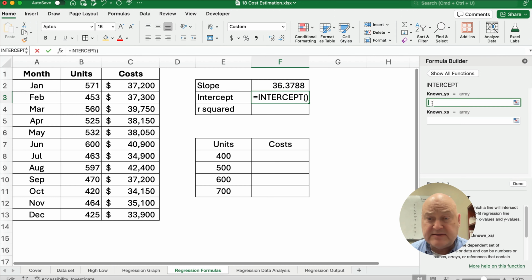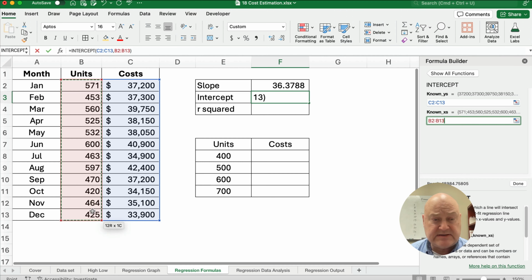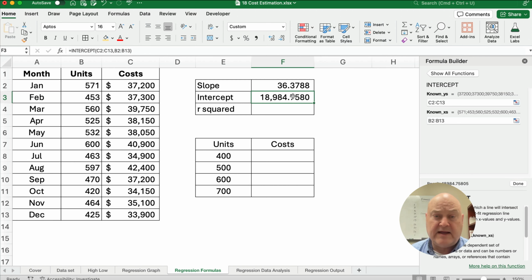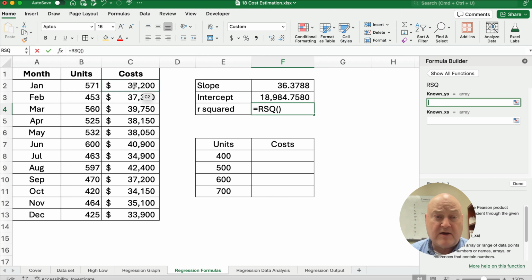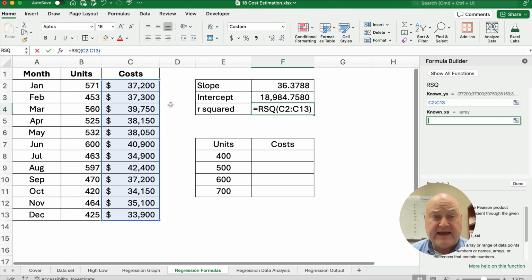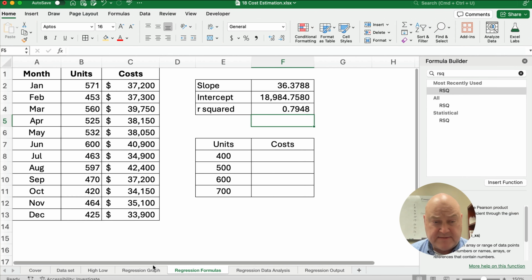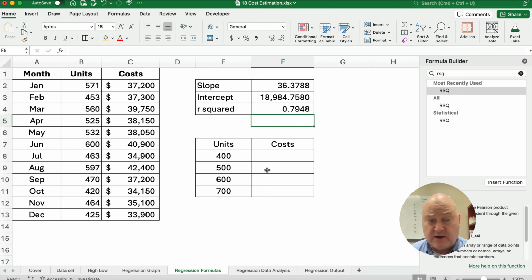So for our intercept, we need our known y's, all our y's, which is our cost, and all our x's, which is our units. So this is 18,984 and about 76 cents. And then we'll do r squared, and there's a function RSQ. For r squared, it'll calculate based on all the y's and all the x's. So it's 0.7948. So we're getting the same numbers we did with regression earlier.